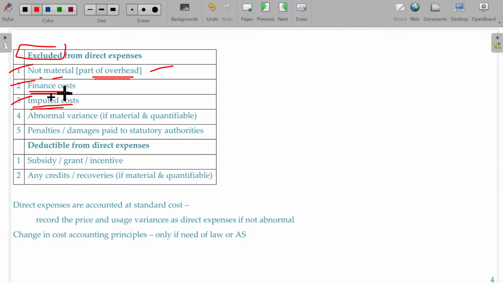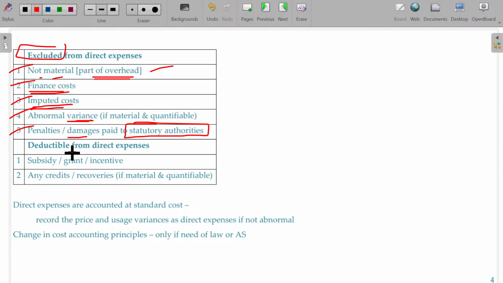not considered here. Abnormal variances, okay, 100 rupees is expected, suddenly the price in the market increased to 105, no problem. But due to some other wastages, it came around 1000 rupees. So 100 becoming 1000 rupees will not be logically correct. That variance will not be considered as direct expenses. Penalties or damages paid to the statutory authorities, legal violation will not be addable.